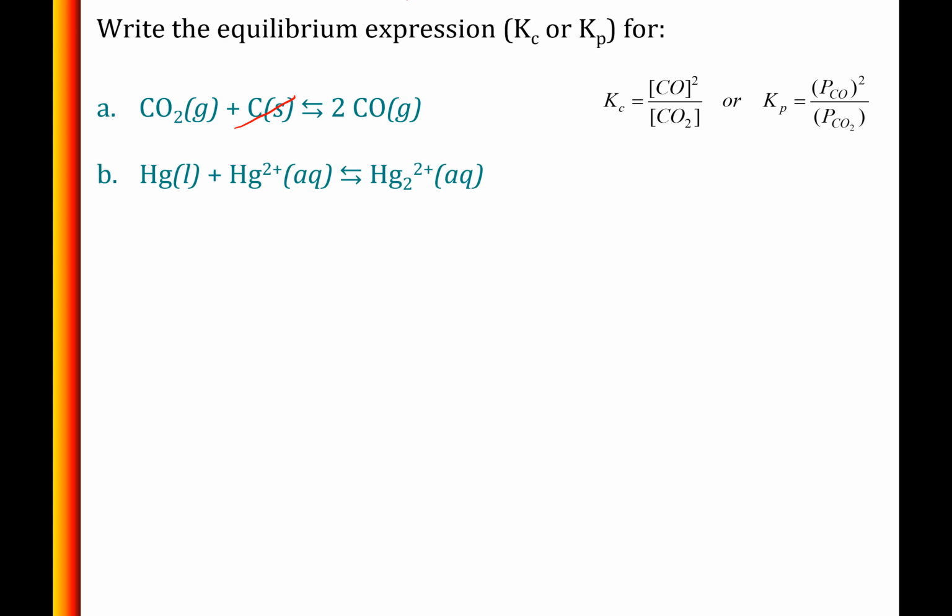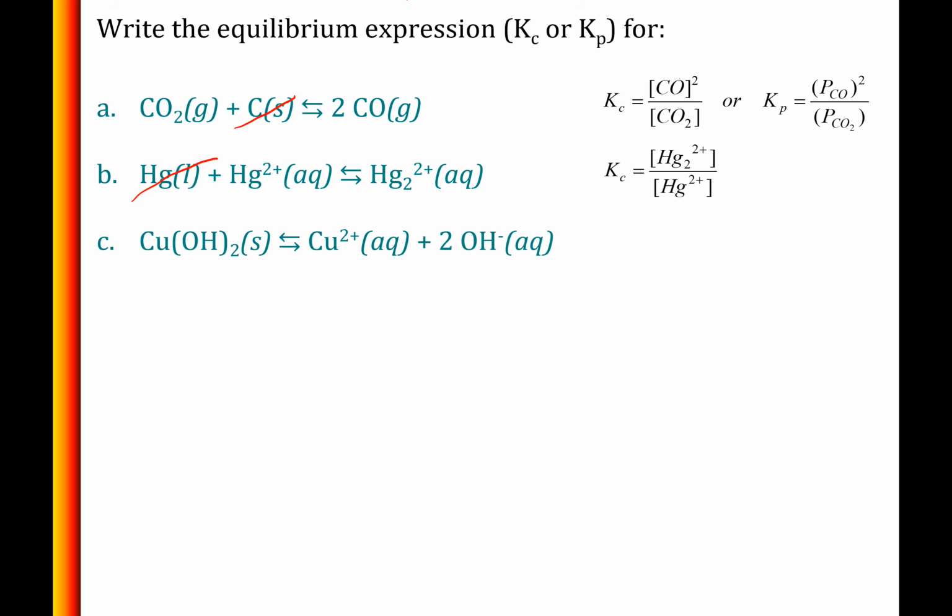Okay, the next one, we have mercury liquid plus aqueous mercury ion, giving us Hg2 2+, also aqueous. So see if you can come up with a Kc expression for this. Okay, so again, we'll do our products over our reactants, and then we'll have to see if there are any reactants we can forget about, or products we can forget about. Obviously, everything on the product side is aqueous, so nothing we can forget there, so we have to include everything. On the reactant side, we see a pure liquid, so we can forget about that. So our Kc will just be Hg2 2+ over Hg 2+.